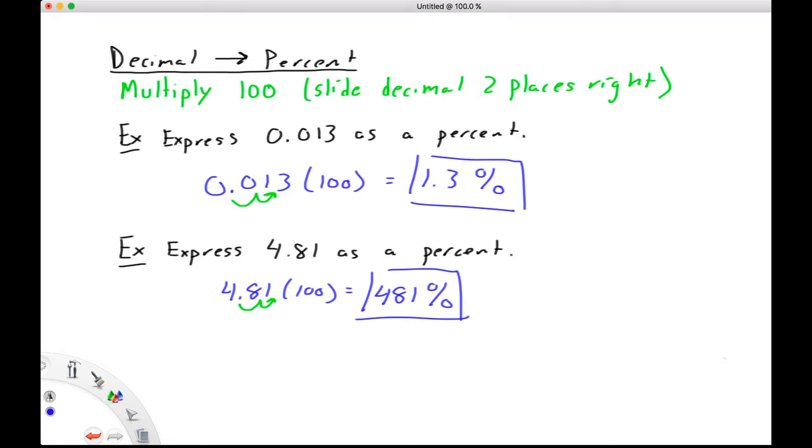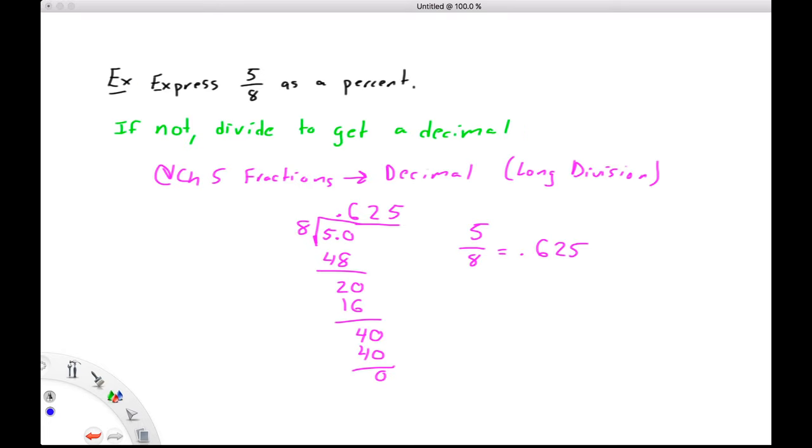And so let's return to our previous question. Express 5/8 as a percent. We have 0.625. And so if we have 0.625, we need to multiply that by 100. Or, again, in other words, slide our decimal place over by 2. And so that would give us 62.5%.